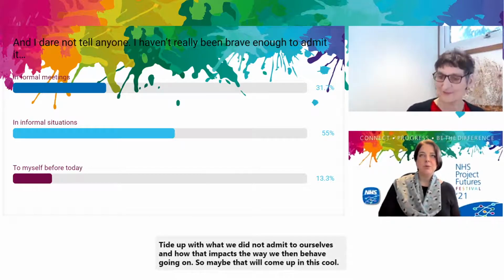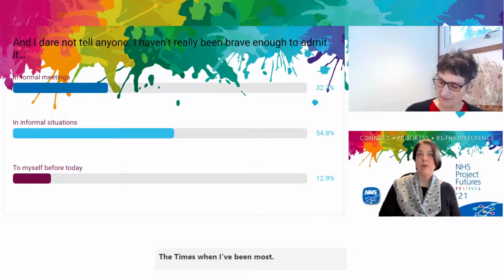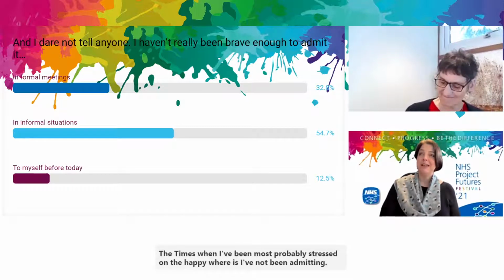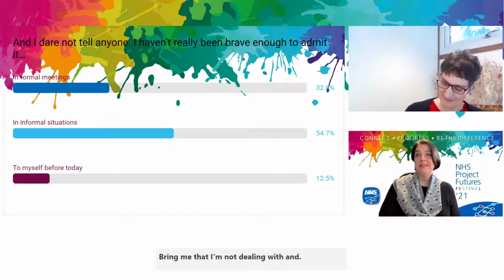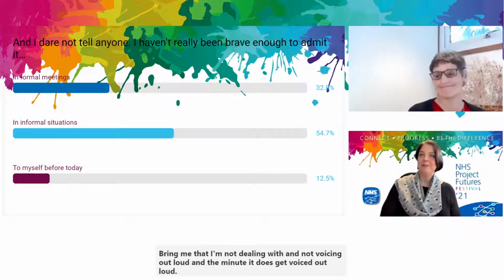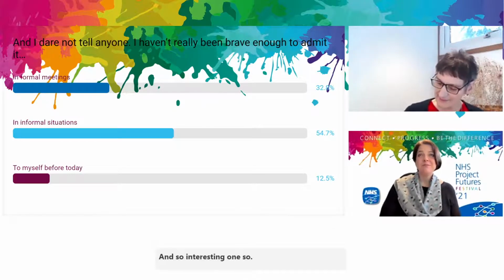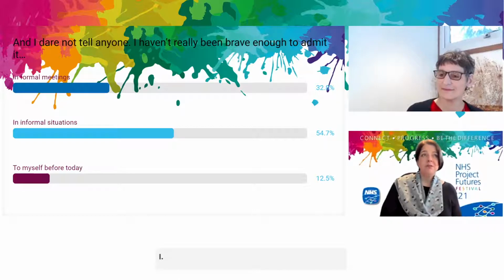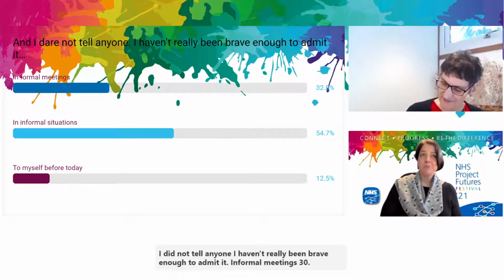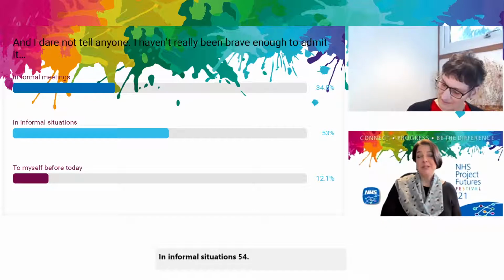So we'll just let the last couple of votes in. I have to say, from my own experience, the times when I've been most stressed and unhappy have been when I've not been admitting to myself the thing that's really bothering me that I'm not dealing with, and not voicing it out loud. And the minute it does get voiced out loud, even to myself, it suddenly feels a lot more liberating. So that's an interesting one. So in terms of results, looking at what we've got, dare not tell anyone: I haven't really been brave enough to admit it in formal meetings, 32%. In informal situations, 54%. And then to myself before today, 12%.